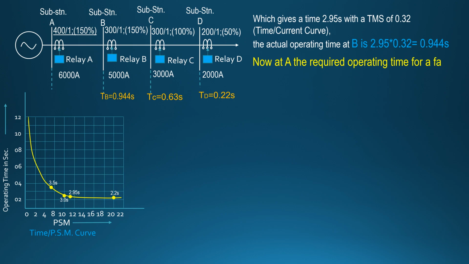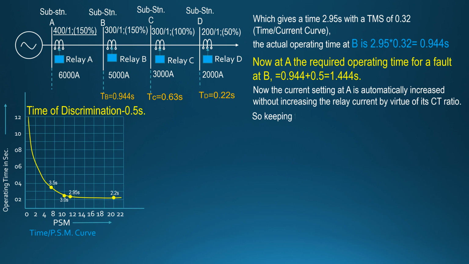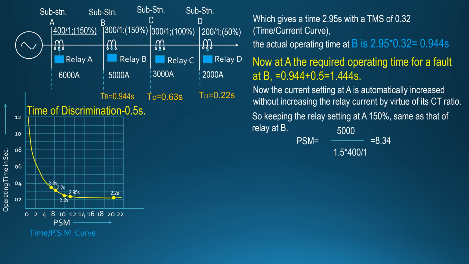Now at A, the required operating time for a fault at B is equal to 0.944 plus 0.5, is equal to 1.444 second. Now the current setting at A is automatically increased, without changing the relay current, by virtue of its CT ratio. So, keeping the relay setting at A at 150%, same as that of relay at B, PSM is equal to 5000 divided by 1.5 into 400 by 1, is equal to 8.34, which gives a time of 3.2 seconds.